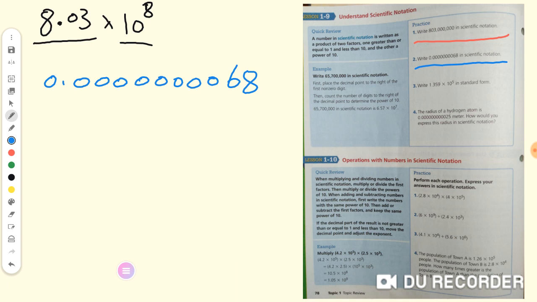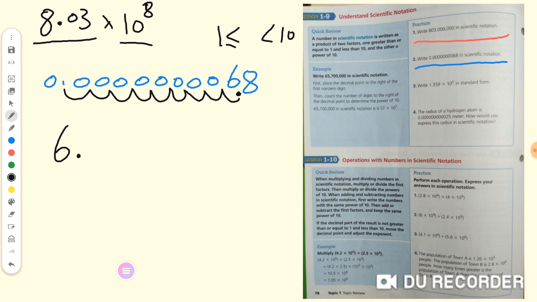Okay, I want to make this number a number greater than or equal to 1 and less than 10. If I put the point here, it will be 6.8, which is between 1 and 10. Yes, that's right. Okay, how many places do I move the point? 1, 2, 3, 4, 5, 6, 7, 8, 9. It's 9. So I can write it as 6.8 times 10 to the power 9. But this is a small number, so the power will be negative.